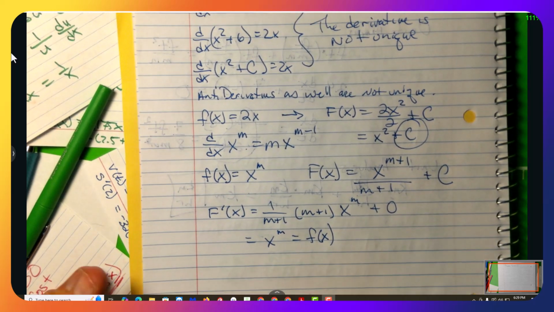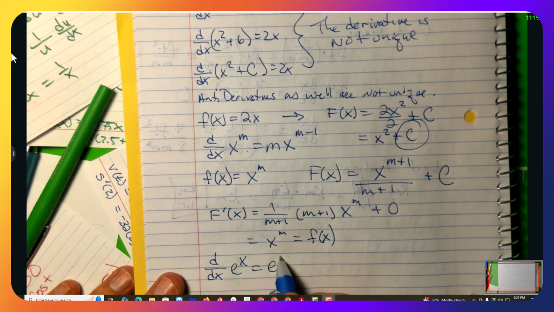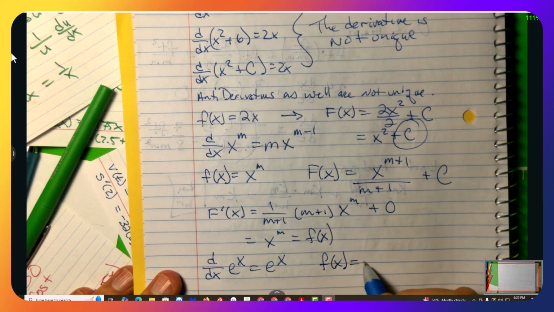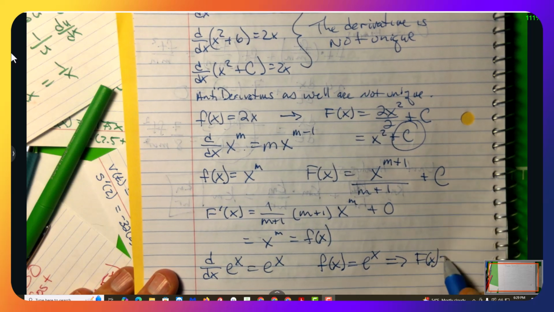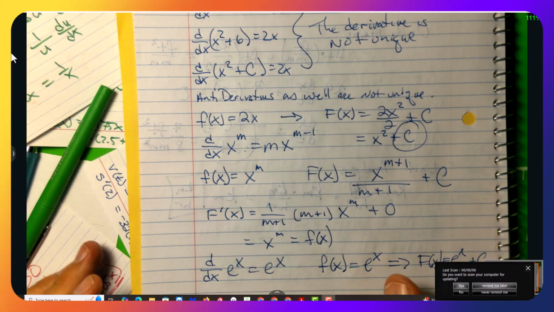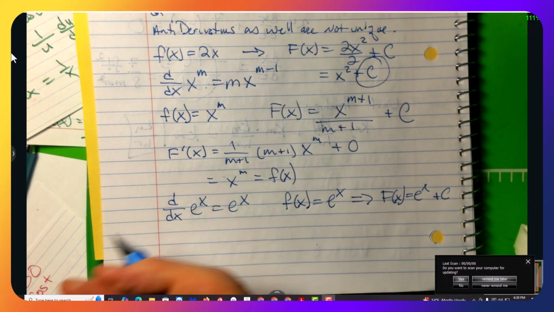So let's think about this. If I took the derivative of e to the x, it was e to the x. So the antiderivative of e to the x will be e to the x plus constant. Now there are some properties that transfer, so to speak.